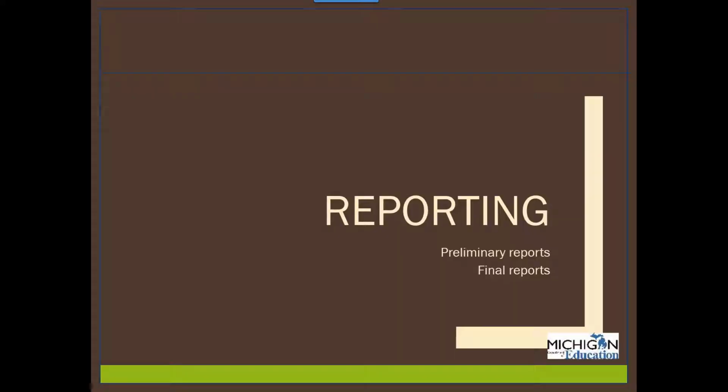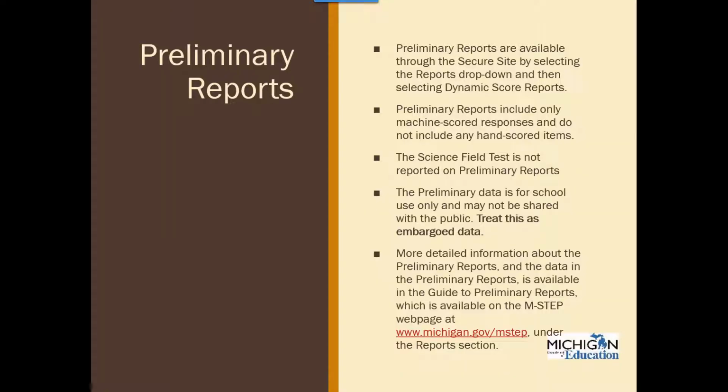In this section, I will discuss the preliminary and final reports. Preliminary reports are available within 48 hours of the student submitting the test and will remain available until final reports are released. They are accessed through the Secure site by selecting the Reports drop-down and then selecting Dynamic Score Reports. The preliminary reports include only machine-scored items. They do not include any hand-scored items. And it is also important to remember that preliminary data is for school use only and may not be shared with the public. Schools must treat this as embargoed data.